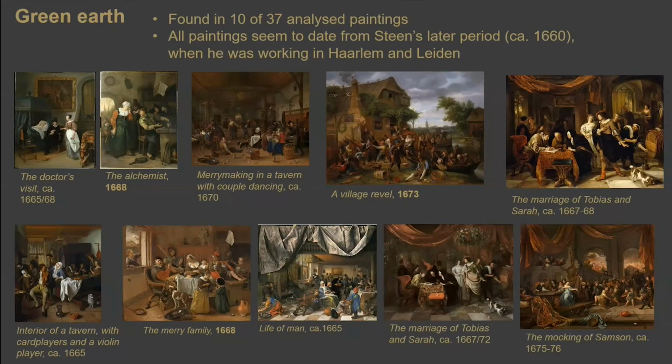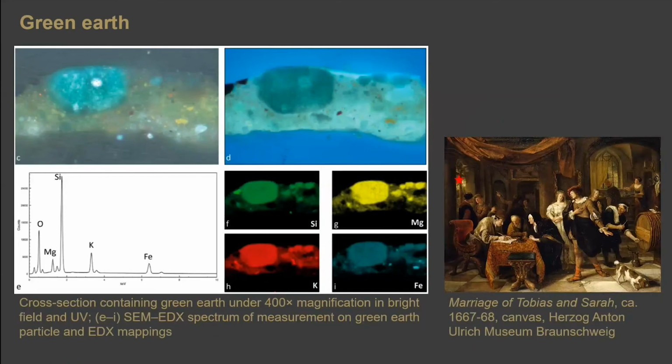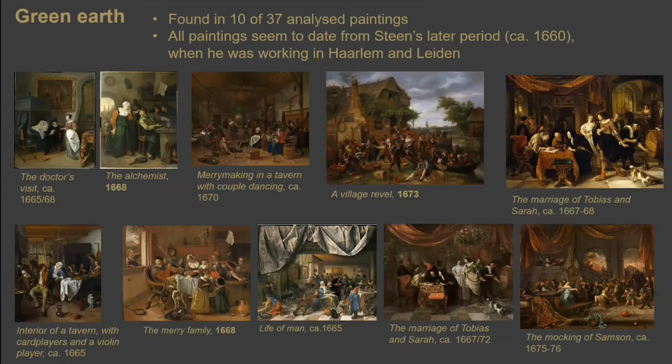So after this first sighting of green earth, we found it in 10 of the 37 paintings we analyzed for this study, and you can see all those paintings here. Remarkably, all the paintings date from the second half of Steen's career.